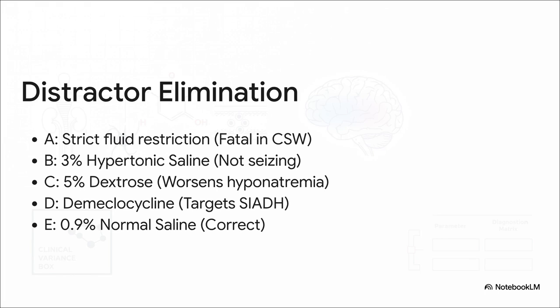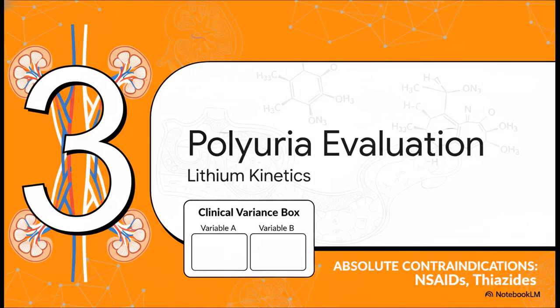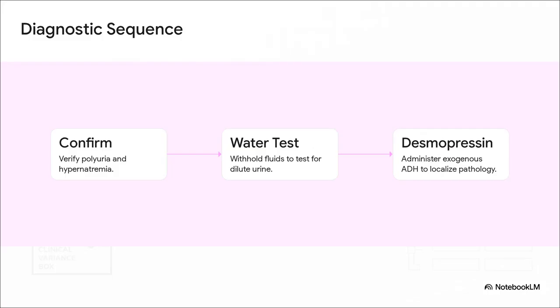That leaves choice E as the absolute mandate. 0.9% normal saline resuscitation directly addresses the profound hypovolemia driving the CSW. All right, on to Module 3, polyuria and lithium kinetics. Evaluating hypernatremic polyuria, which we define as greater than 3 liters a day, requires a mandatory sequential diagnostic protocol. You must walk through these steps.